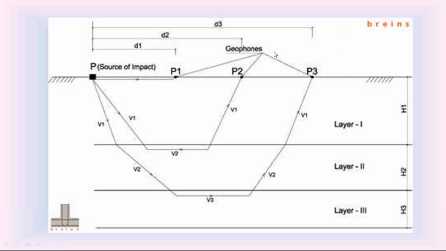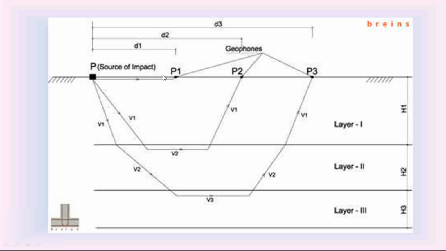When the geophone receives the sound wave from the ground level, it converts that sound wave into an electric pulse. That electric pulse is sent to the other device known as the seismograph.